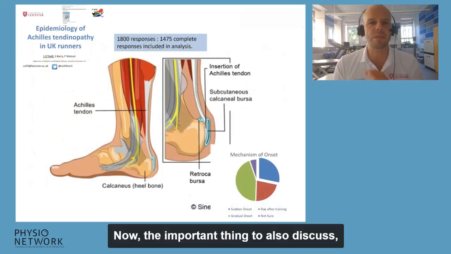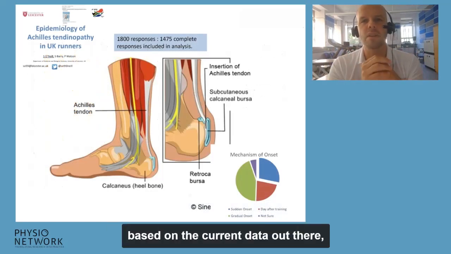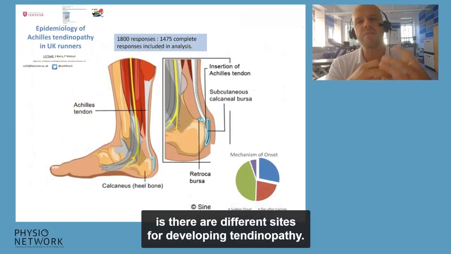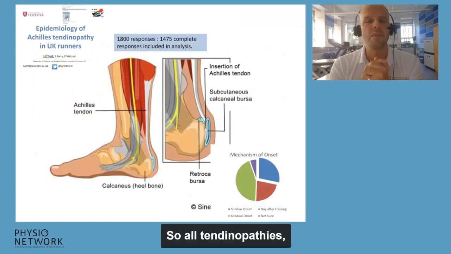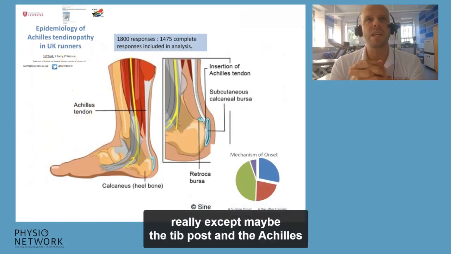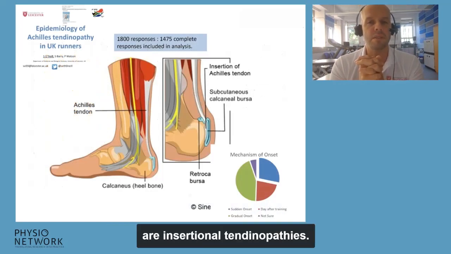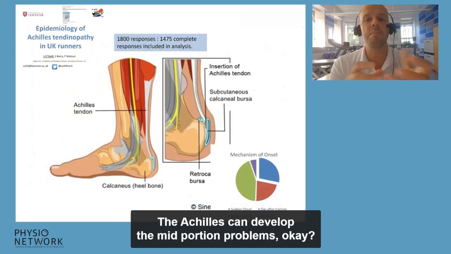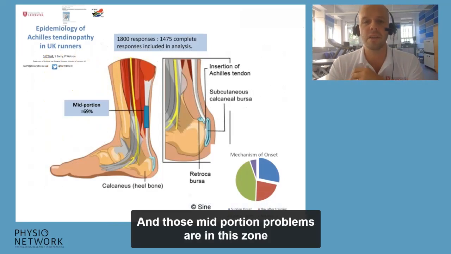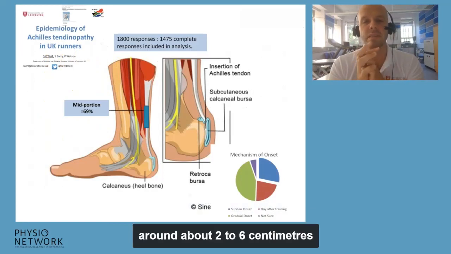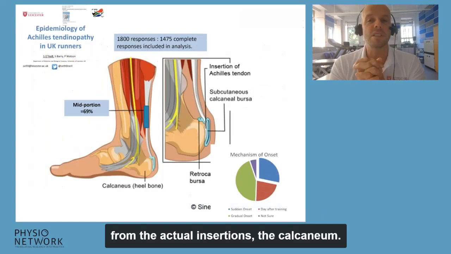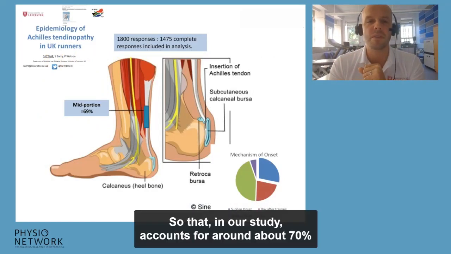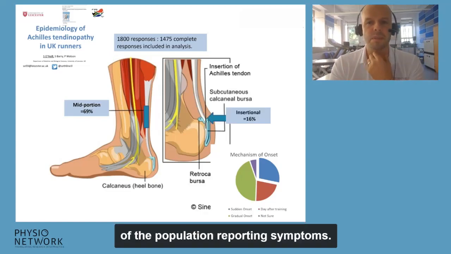Now, the important thing to also discuss based on the current data out there is there are different sites for developing tendinopathy. So all tendinopathies, really except maybe the tib post and the Achilles, are insertional tendinopathies. The Achilles can develop mid-portion problems, okay, and those mid-portion problems are in this zone around about 2 to 6 centimeters from the actual insertion into the calcaneum. So that, in our study, accounts for around about 70% of the population reporting symptoms.